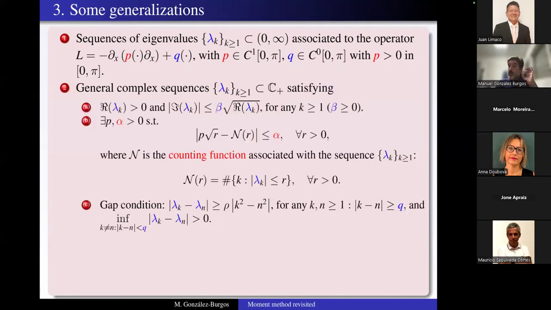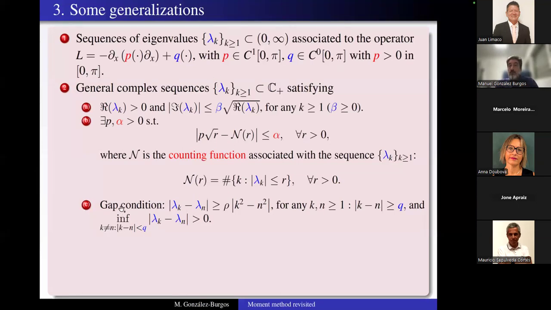We can prove the same result with general complex sequences which satisfy some conditions. The first condition is the real part is positive because it's an elliptic problem. The imaginary part is not too large, it's less than or equal to beta, the square root of the real part of lambda k. We have this condition, this is the counting function, this in some way measures the behavior of our sequence. This says that for the sequence lambda k, the modulus of lambda k is more or less k squared.